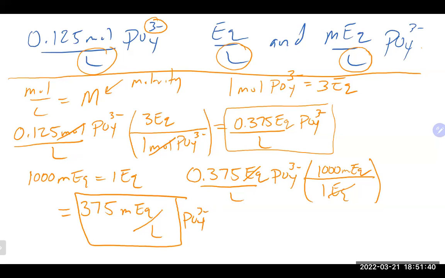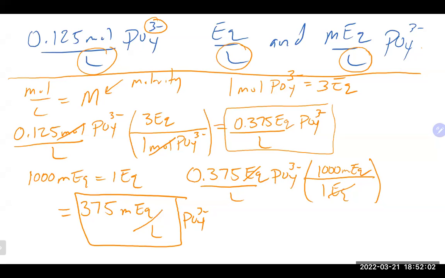Any questions on any of those steps there? So really you can think of equivalents per liter, milli equivalents per liter as a, I'll say, rarely used concentration unit for solutions. They do use it sometimes on IV bags and stuff like that. But it really is just a concentration of the ions that are floating around.